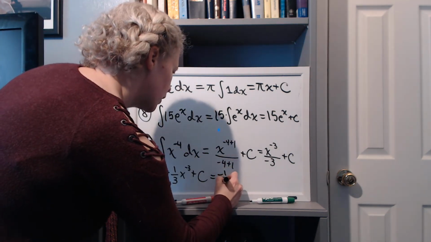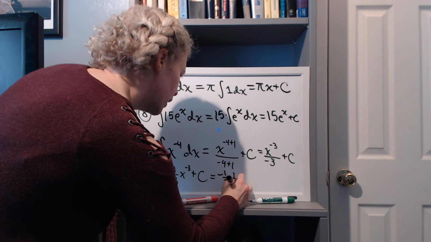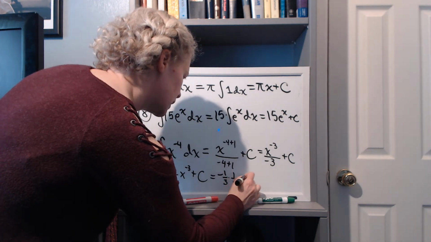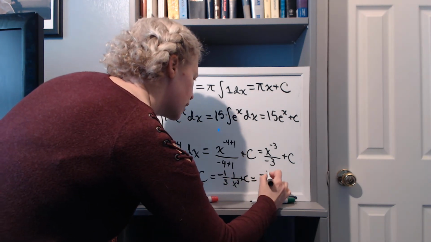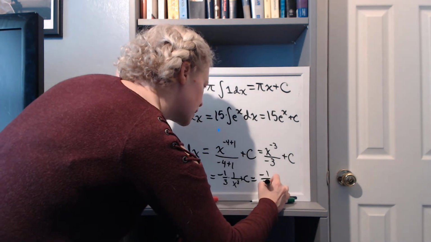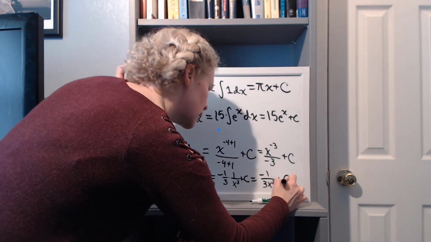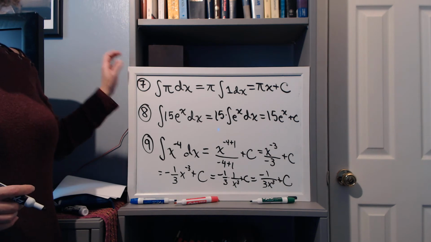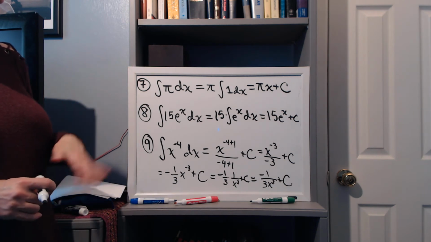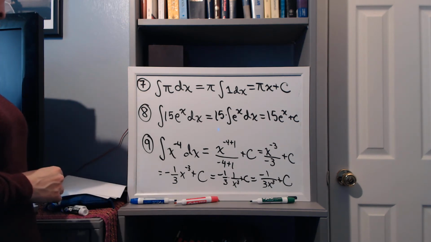This would be negative 1/3 times 1 over x cubed plus c. Or we can write that as negative 1 over 3x cubed plus c. So there we go.